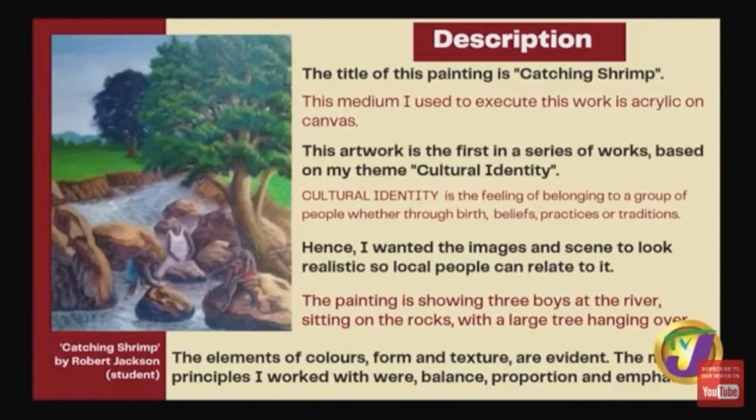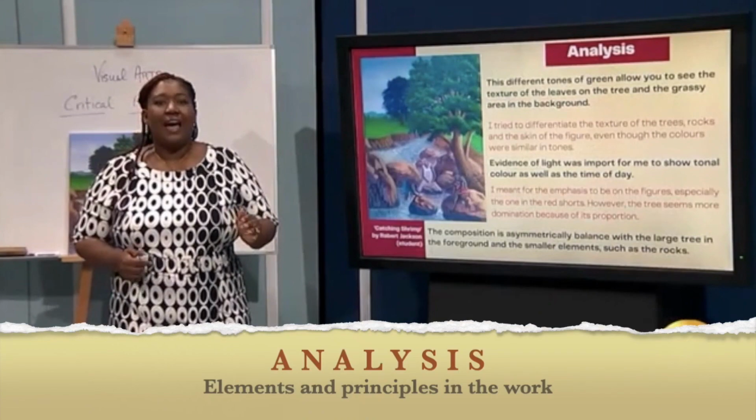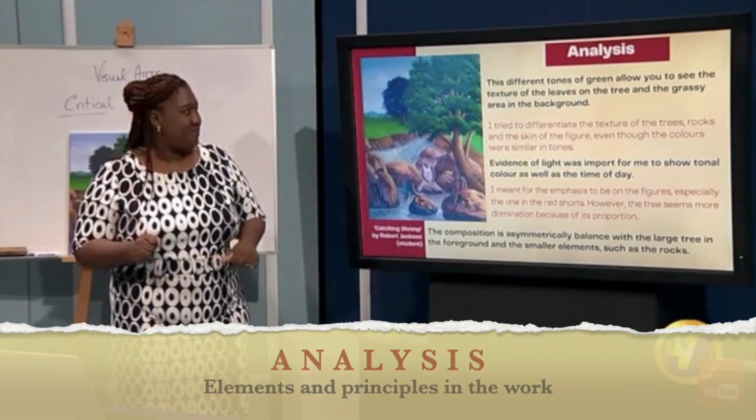So the painting is showing 3 boys, so he's describing the objects in the work now. 3 boys on a rock, sitting down there with a large tree hanging over. Okay? So, the elements of color, form, texture were evident. So these are the elements that pop out of the artwork first. And the principles that popped out were balance, proportion, and emphasis. So here he just described his artwork. You go, Robert.